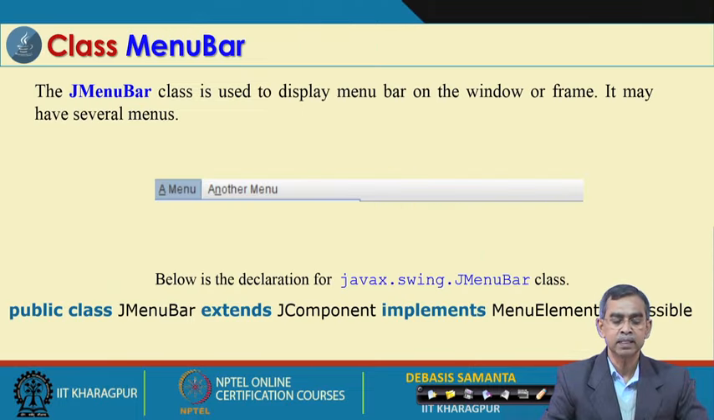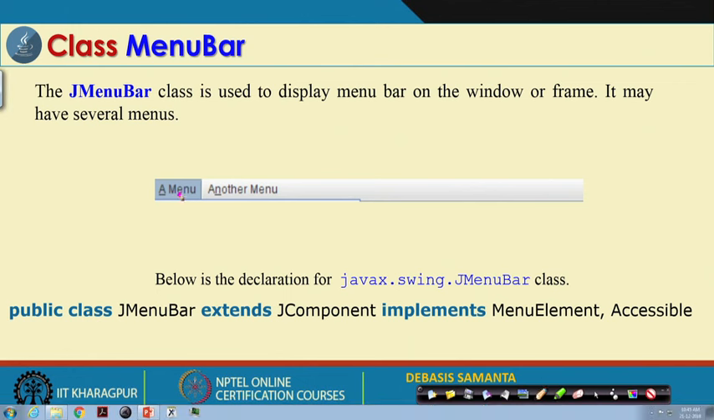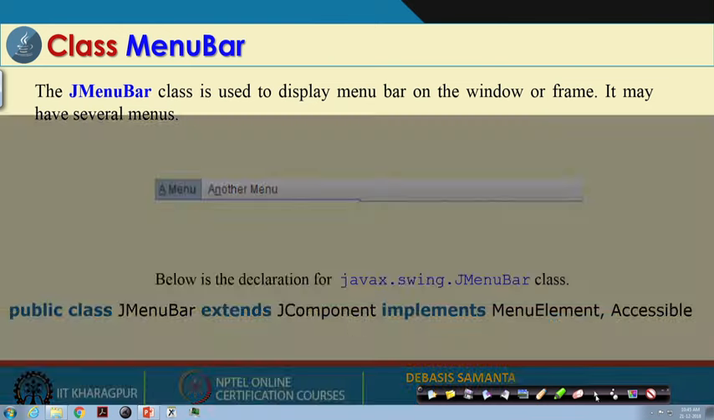JMenuBar is also a new thing which was not there in AWT. It is basically, as you see, this is the menu bar. If you click it, some other submenu will appear like this one. So, many menus can also be included in your program, and this is the idea about the JMenuBar.